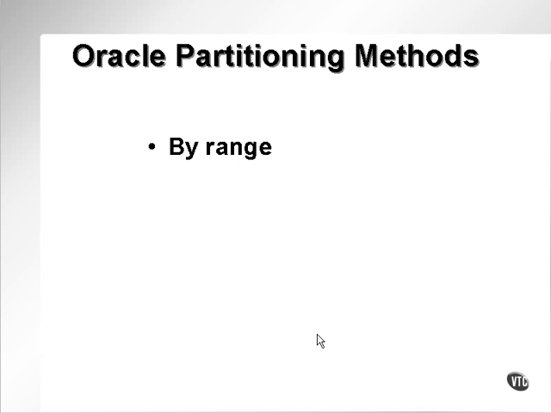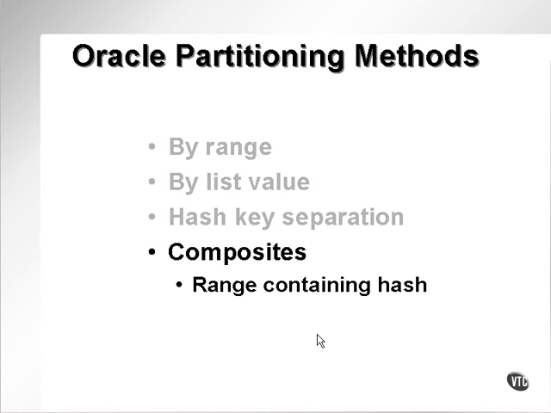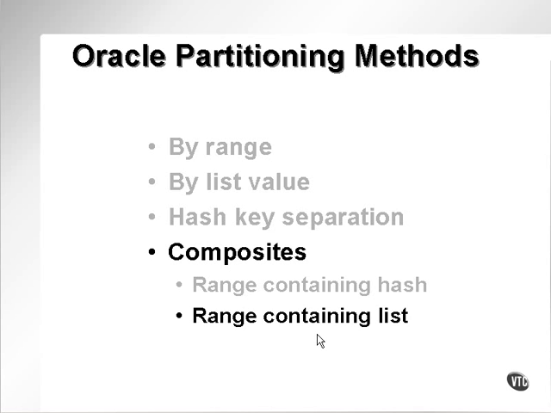The partition key is the thing which you use to split. So we can split by range, for instance 1 to 10, 11 to 20, 21 to 30, etc. By list value we can say, okay, all states on the west coast are in one partition, all states on the east coast are in another partition, etc., etc. Hash key separation essentially calculates where rows go in different partitions based on a hash calculation. There are also composite types of partitions. There are two types, which is a range partition containing a hash division and a range partition containing a list division.